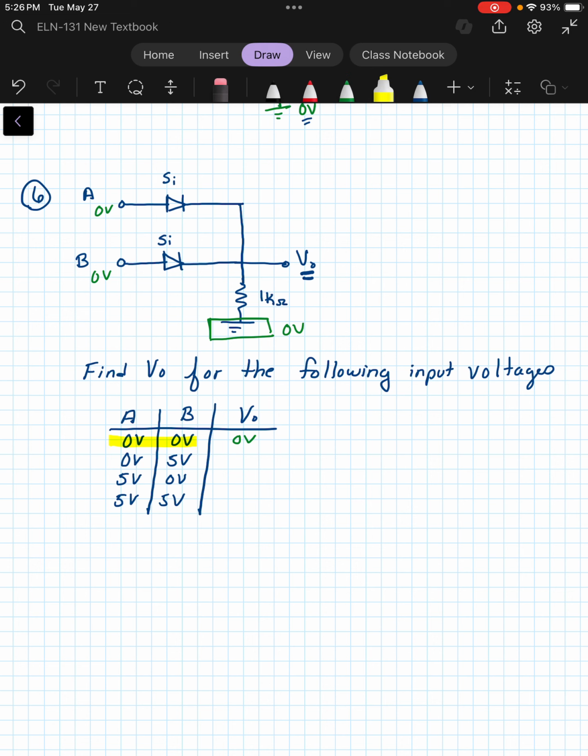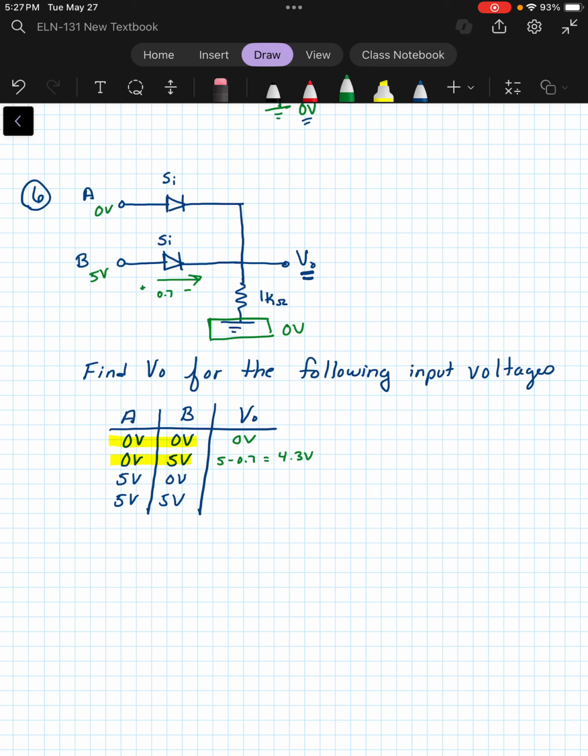Now the second scenario, what if A is 0 volts but B is 5 volts? Well, if B is 5 volts, that is going to turn on this diode here, and we're going to drop our 0.7 across there. And then V out will be 5 minus 0.7, which is 4.3 volts.